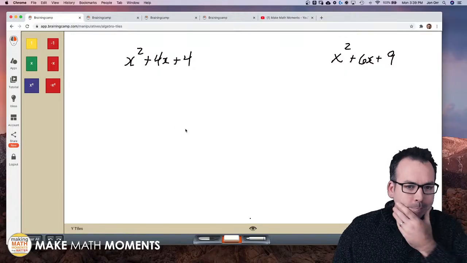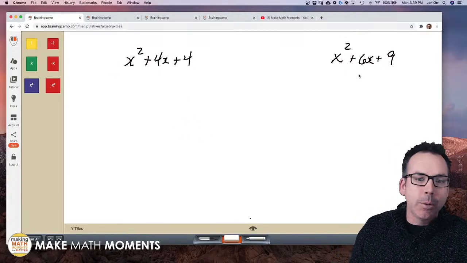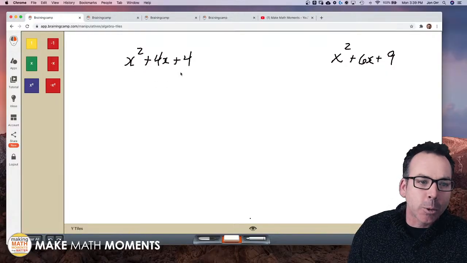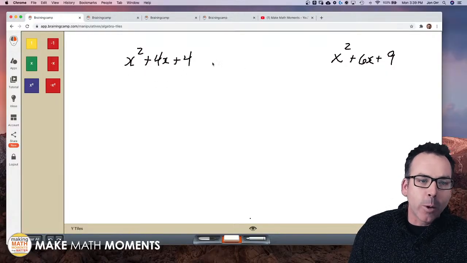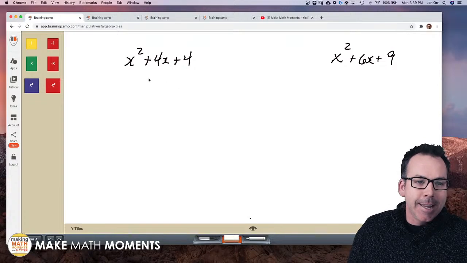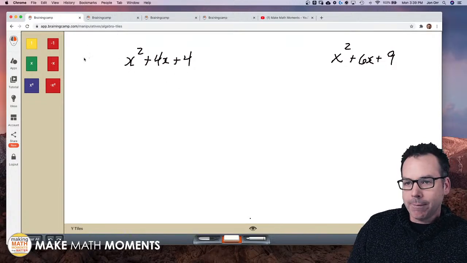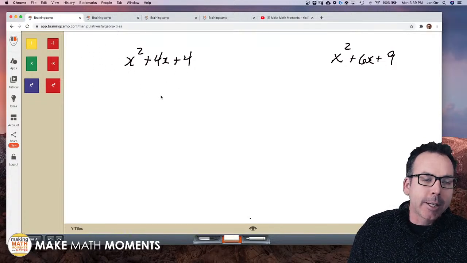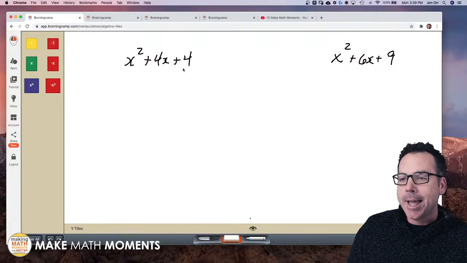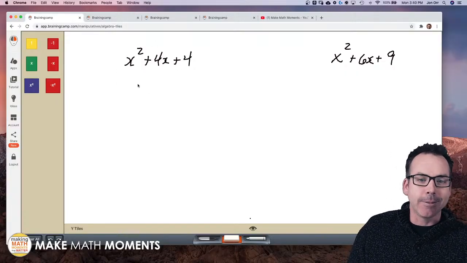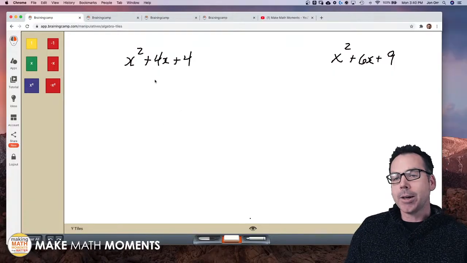Okay, so let me get into this. I've got two examples set up here. Let's say I had to complete the square on x squared plus 4x plus 4, and I had to rewrite this from standard form. If we put y equals here and put a quadratic expression into this, and then we said, hey, let's rewrite this in vertex form. We want to complete the square here.